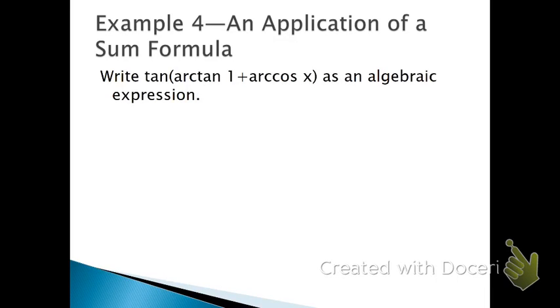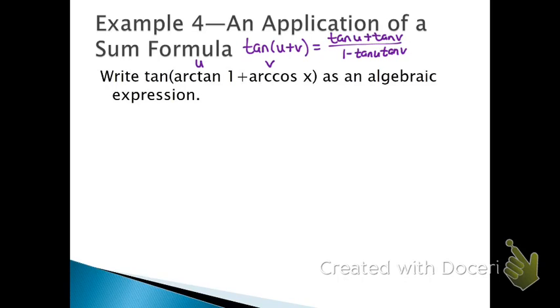We're going to write tangent of arctangent of 1 plus arc cosine of x as an algebraic expression. So first thing is I'm taking tangent of two things being added, correct? So I have a u and a v there. This is my u, this is my v. Tangent of u plus v has a formula of tangent of u plus tangent of v over 1 minus tangent of u times tangent of v. Correct? Correct.